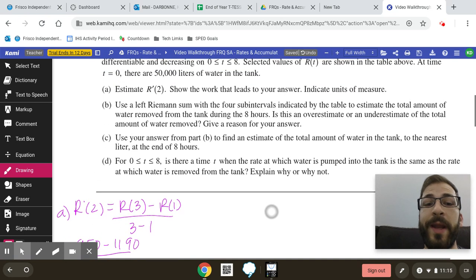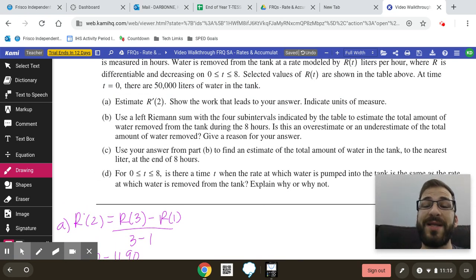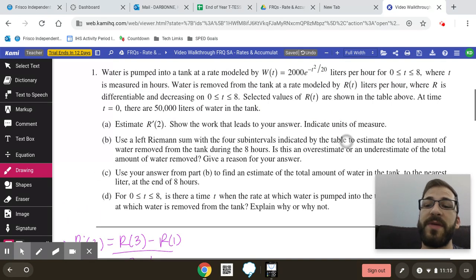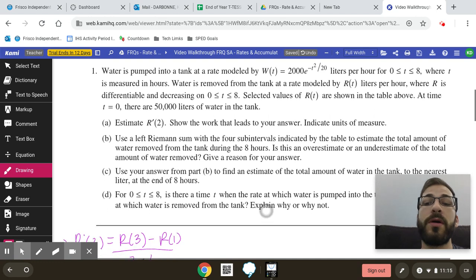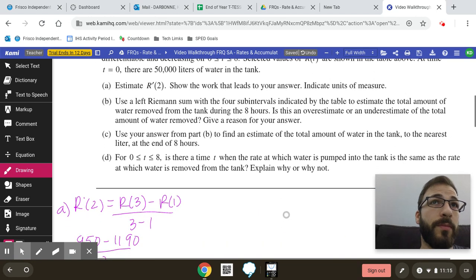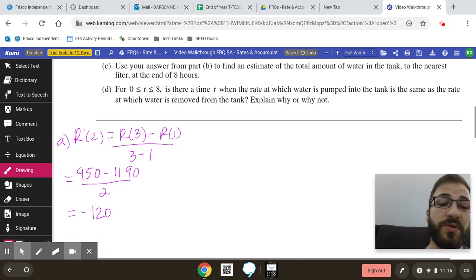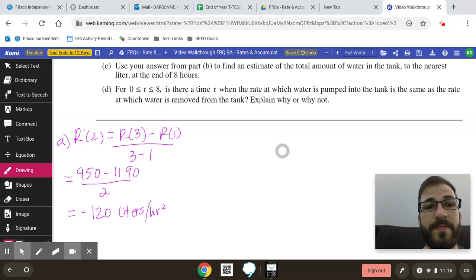And then it's the rate of the rate. R of T is measured in liters per hour. So the rate, R prime of T, would be liters per hour squared. It's that acceleration value. Okay, so that's part A.